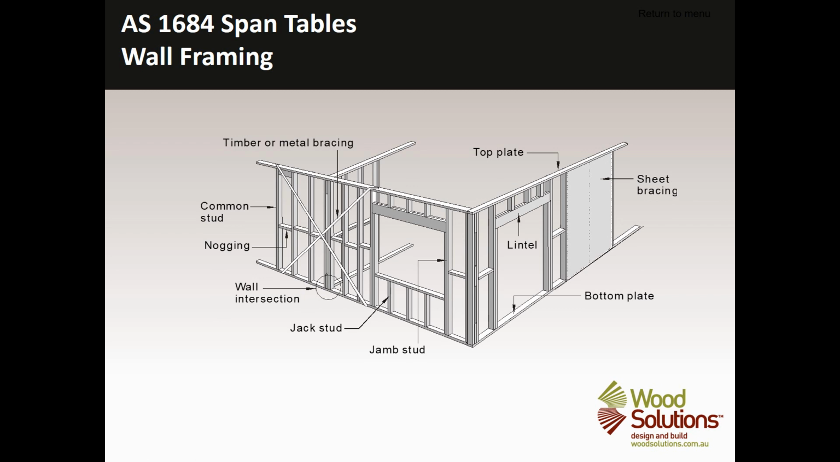So it's where you have several studs together to create an intersection. And our jack studs underneath our lintel trimmer, and then the jamb stud running up the side of the opening. We have our bottom plate, our top plate, our lintel supporting the roof loads over the opening, and then our sheet bracing. So our sheet bracing, if you remember from last week, will provide about 6 kilonewtons of restraint per linear metre, whereas your Type D bracing is only about 3 kilonewtons of restraint per linear metre.